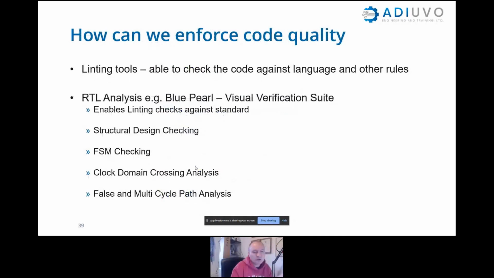We also want to enforce this code quality. We can do it personally by doing design reviews and design check-ins. Alternatively, we can use tools such as Blue Pearl's Visual Verification Suite, which enables not only checking against the professional standard, but also structural design checks, checking the FSMs to make sure they are correct, and doing additional things that we're going to talk about later on, such as clock domain crossing analysis and false and multi-cycle path analysis. And all this is done on the RTL code. It's not done after synthesis, after place and route, or during simulation.